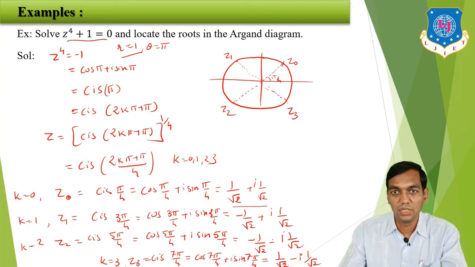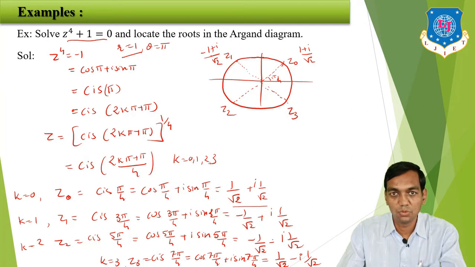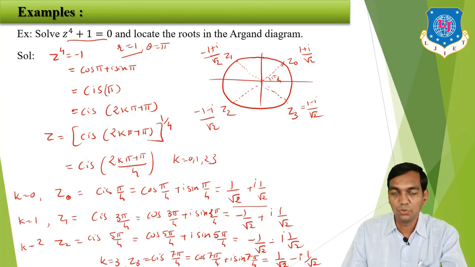Okay. This point is your 1 plus i upon root 2. Sorry, this one is minus 1 plus i upon root 2. This one is minus 1 minus i upon root 2. And this one is 1 minus i upon root 2. Okay. Simply you have to draw the line having the angle, whatever angle we have. Here pi by 4 has a known value, that's why we have written these values. Otherwise, there is no need to write this value. Simply write down Z0, Z1, Z2, Z3 and so on. Okay.